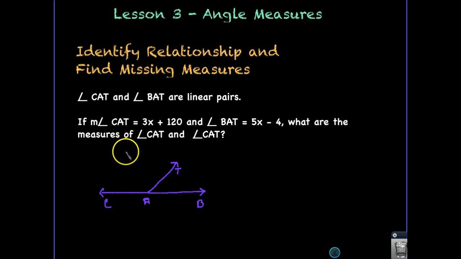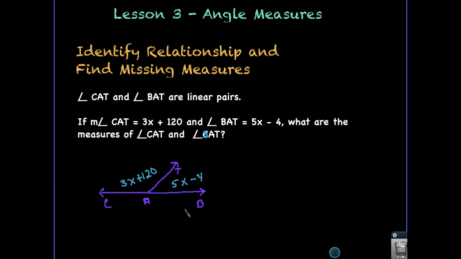If the measure of CAT is 3x plus 120, now they're giving me a measure, and I'm going to write that in just so I can visualize it, so I can see it. 3x plus 120. And angle BAT is 5x minus 4. What are the measures of angle CAT and angle BAT? So what are they? How would I solve that?